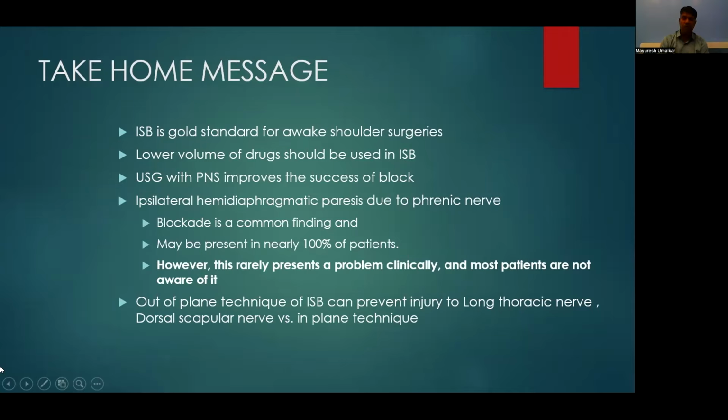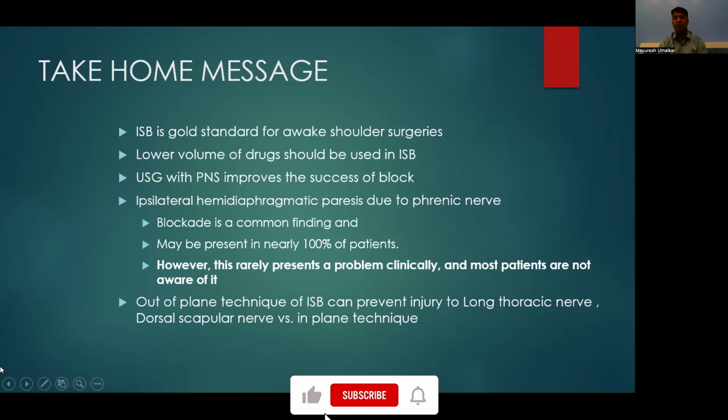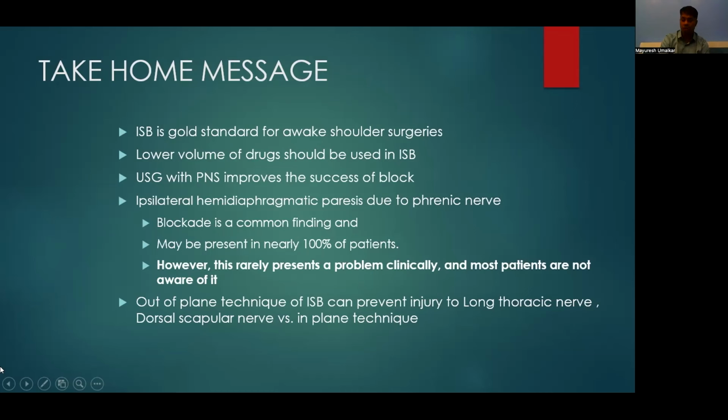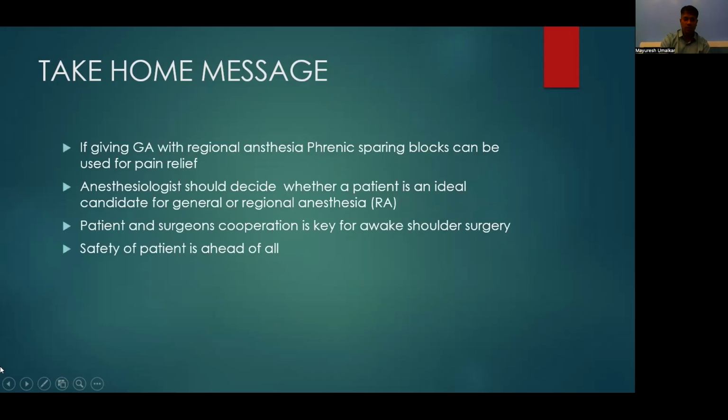Now, I generally give this block with the out of plane technique. There is a reason why. If you have seen the dorsal scapular and long thoracic nerves, when we give this block with the in plane approach from the lateral to medial side, the long thoracic nerve and dorsal scapular nerve can get damaged. So always prefer the out of plane block. Now, if giving GA with regional anesthesia, phrenic nerve sparing blocks can be used for pain relief, like superior trunk block, or suprascapular with axillary nerve block, or infraclavicular with suprascapular nerve block. This will definitely help to prevent phrenic nerve blockade.